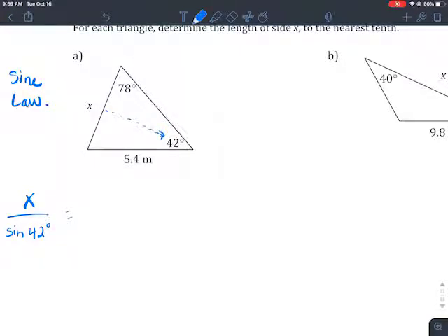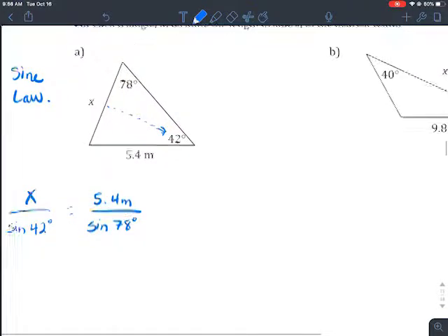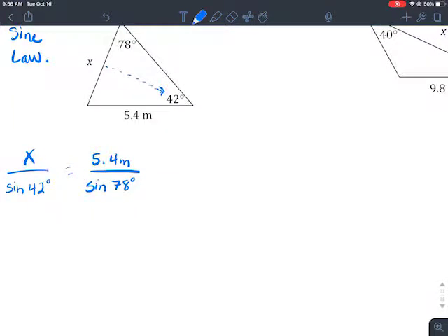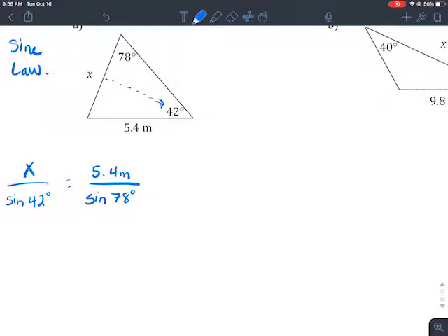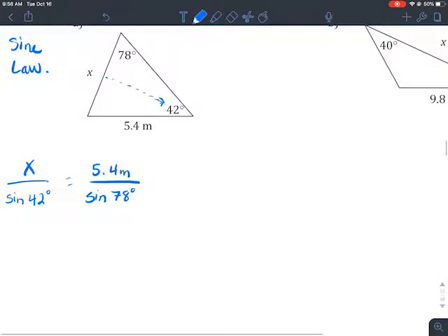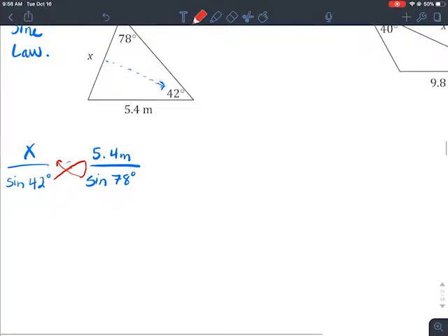Okay, now I need another side angle pair. Now in my question, I'm given a side length of 5.4 meters. So I have to divide that by the sine of its opposite angle, which is 78. From here, I have a proportion where I know 3 out of the 4 parts. So what we could do is cross multiply the things that we know, divide by the thing that's left over, and that will take us right to our answer.